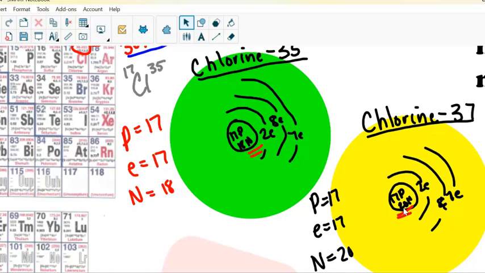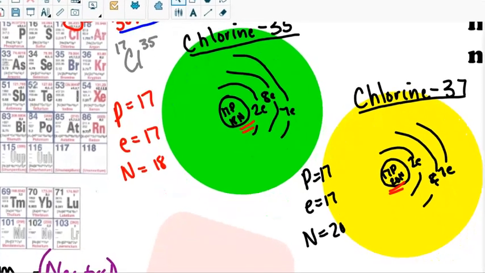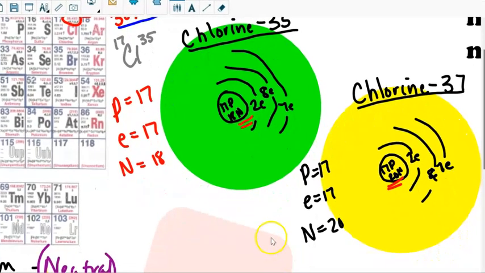Okay, so just a reminder that these are neutral, because they have the same number of protons and electrons, but they have a different number of neutrons, which is the definition of an isotope. Now I need to talk about the second thing that we're going to talk about, and that is an ion.